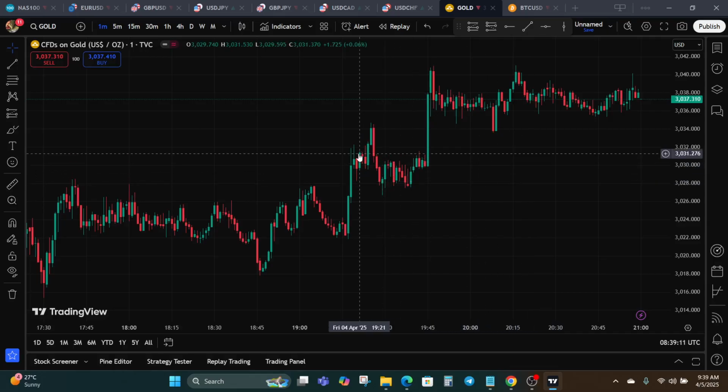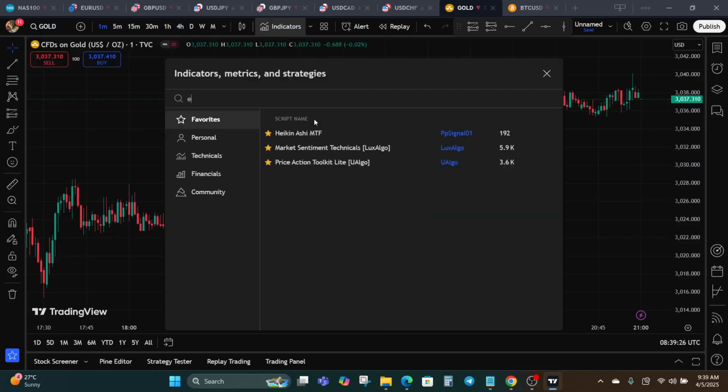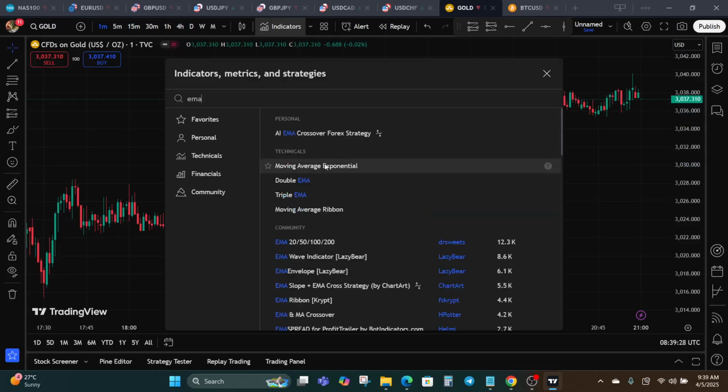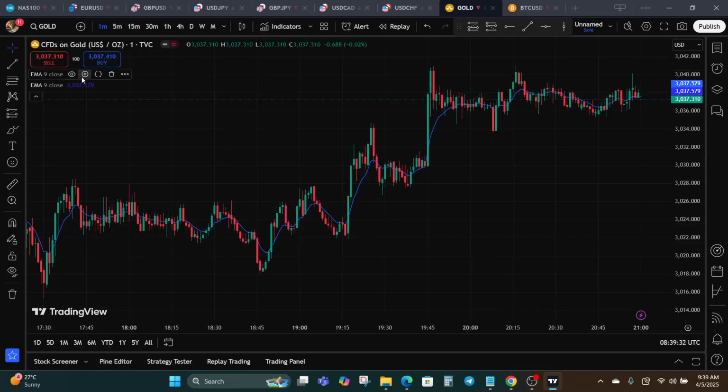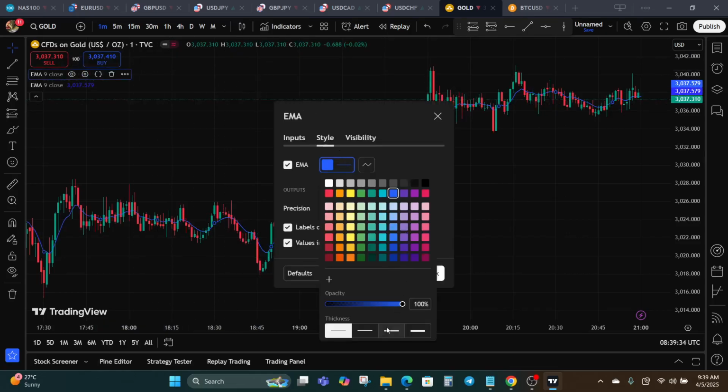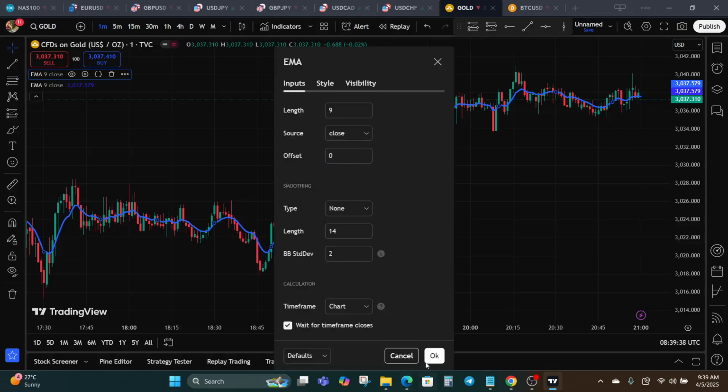Okay, so you're going to be starting with the 1 minute time frame. Remember that gold moves fast, especially during London and New York sessions. So you need tools that help you react quickly. Now we're going to be adding two popular EMAs to the chart, the 9 EMA and the 21 EMA. These EMAs are actually good for scalping.